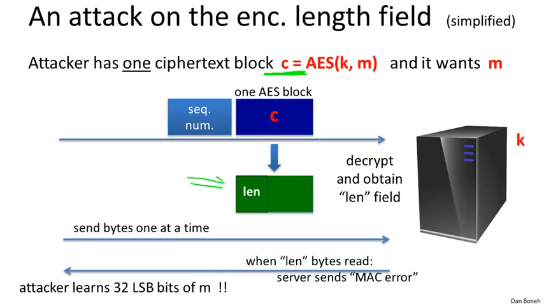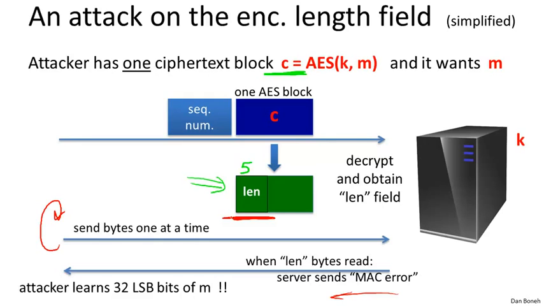The server is going to decrypt the challenge block C, and obtain the number 5 as the length field. Now the attacker is going to feed the server 1 byte at a time, and after the attacker feeds the server 5 bytes, the server says, hey, I've just recovered the entire packet, let me check the MAC. The MAC is likely to be false, and then it will send a bad MAC error. So after 5 bytes are read off the network, the attacker sees a bad MAC error, and then learns that the most significant 32 bits of the decrypted block are equal to the number 5. So he just learned the 32 most significant bits of C.